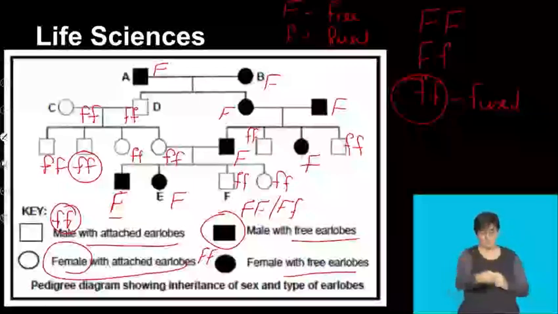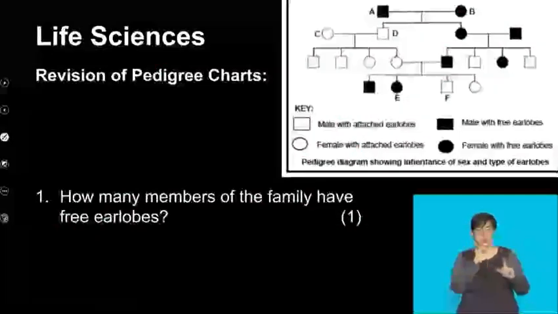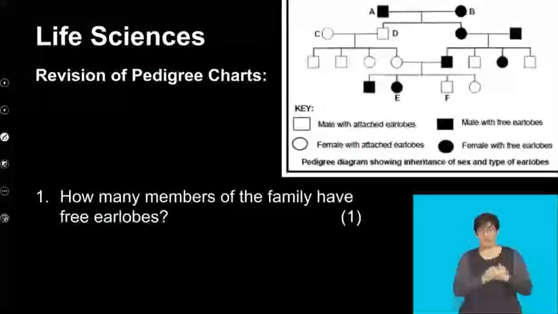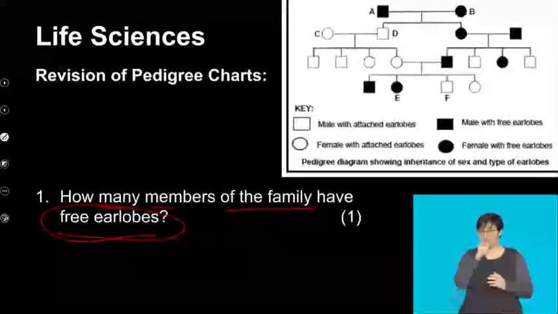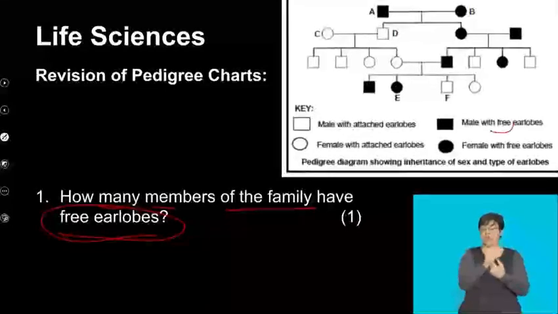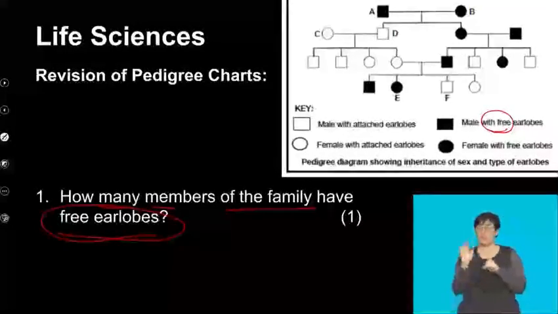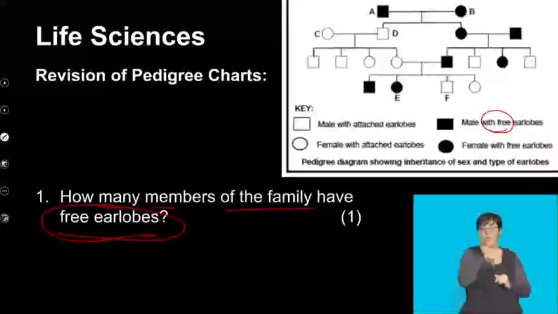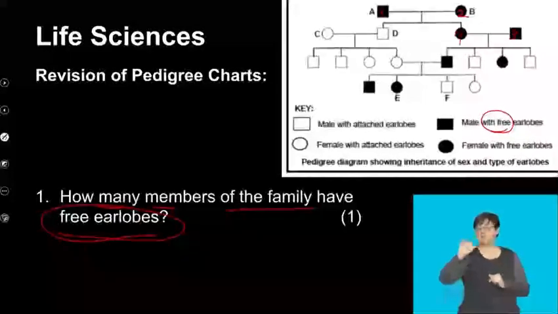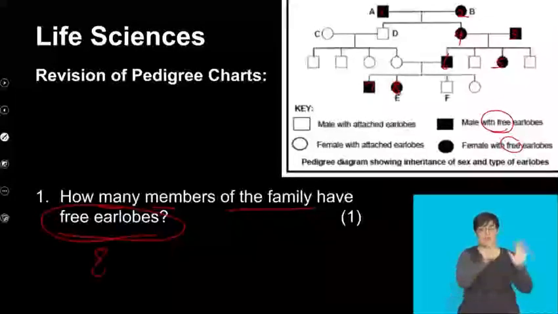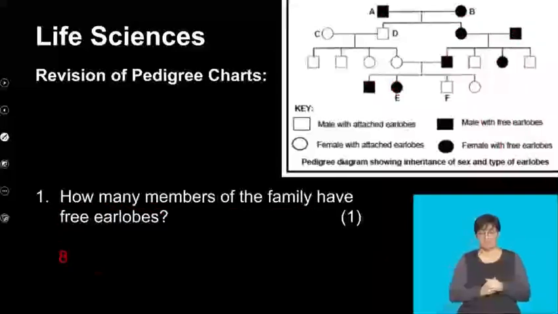So let's unpack this question by going into the rest of it. The first part of this question is, how many members of the family have free earlobes? Guys, if we look at the chart that shows you free earlobes, it's all individuals that are shaded. And so essentially we've got to count the individuals. So it's 1, 2, 3, 4, 5, 6, 7, 8. So clearly the key helps us to determine which are the individuals that are free, and we have established that these are 8 individuals that have earlobes that are free.